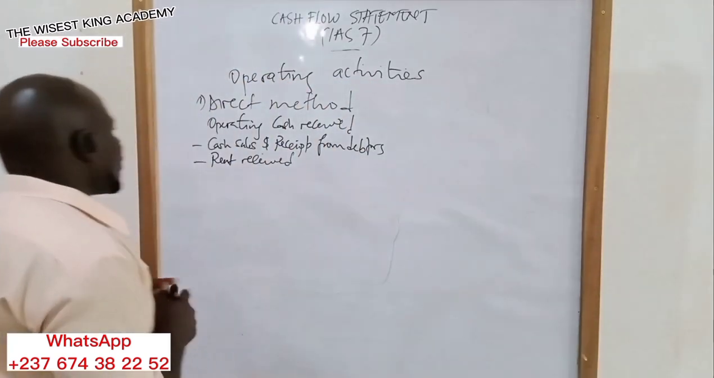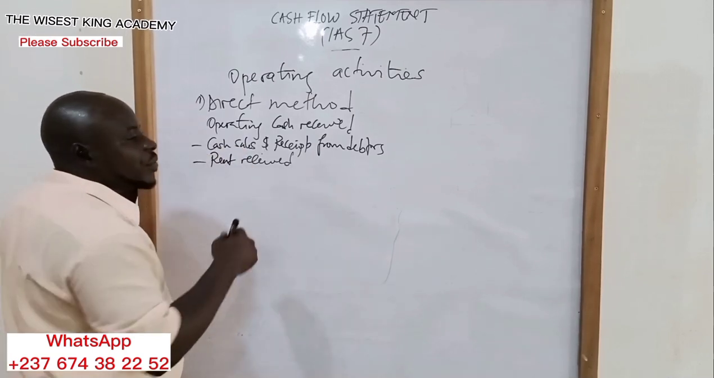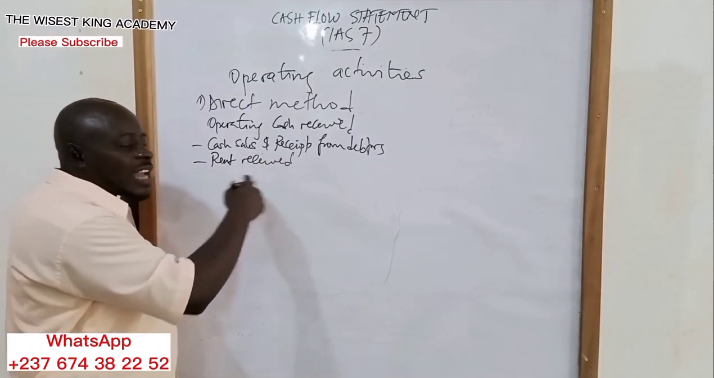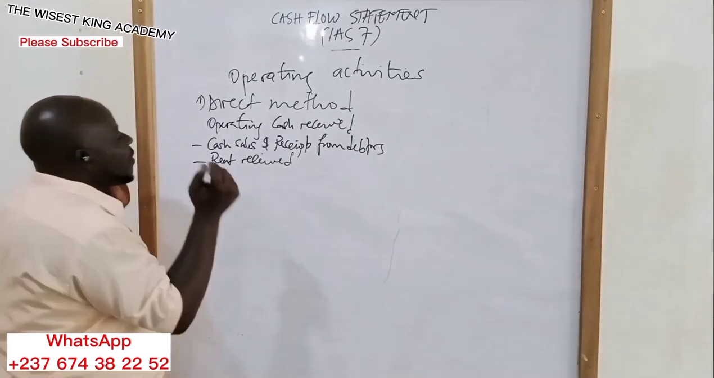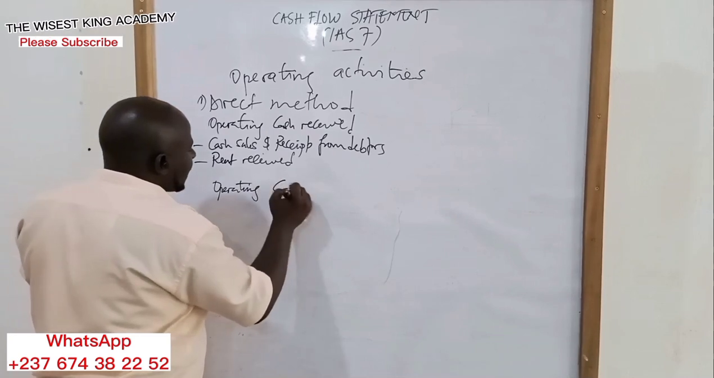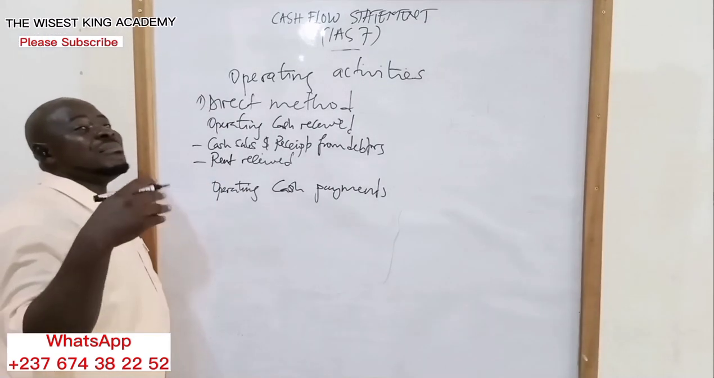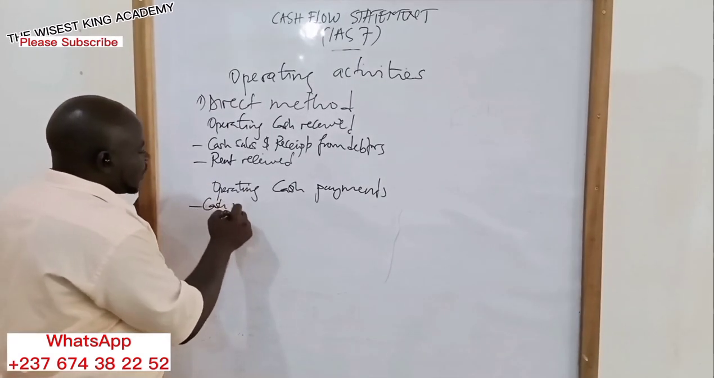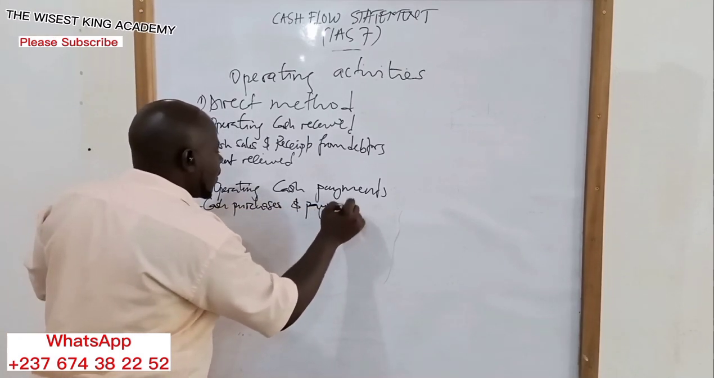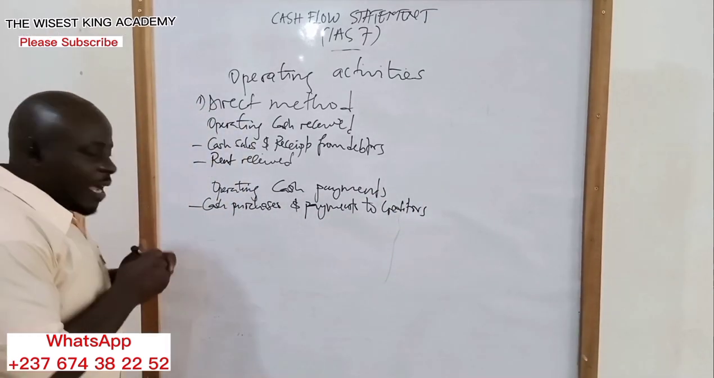Please, let's take note. So, with this, we'll take the sum of the cash received from debtors, the cash sales, and other cash income received. And from it, we will subtract the operating or the short-term cash payments. These operating cash payments, they are many. We have cash purchases and payments to creditors. Cash purchases and payments to creditors.